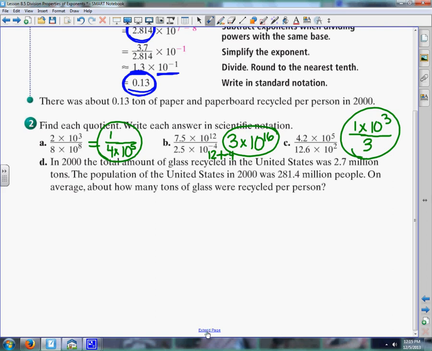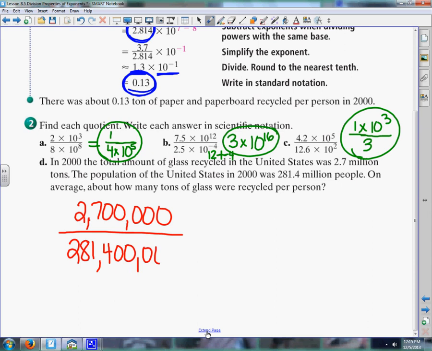So in 2000, the total amount of glass recycled was 2.7 million. Into the population, so I'm going to put 2.7 million. I'm going to write this out. Divided by 281.4 million. About how many tons of glass were recycled per person? So you could just pick up your calculator and divide that. But what they're trying to show you is that if your calculator doesn't go that far, because the numbers are way larger, then you could use scientific notation.